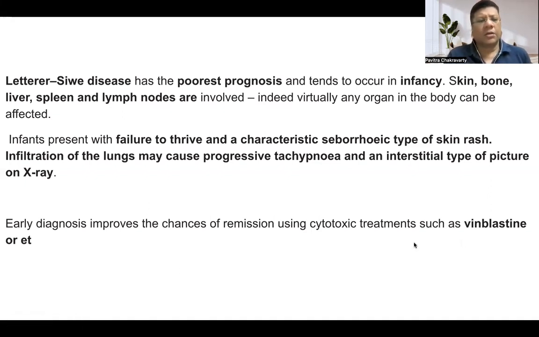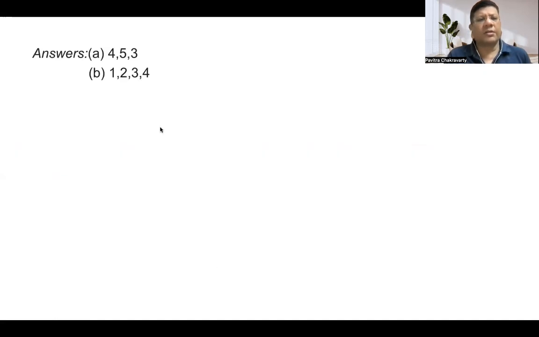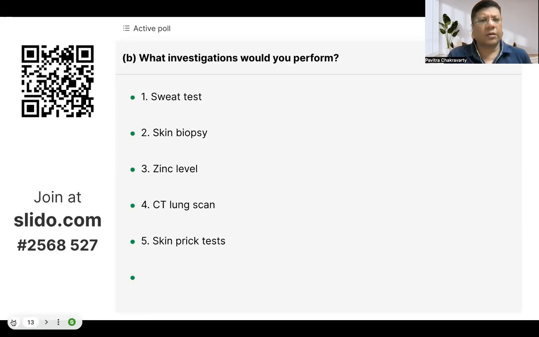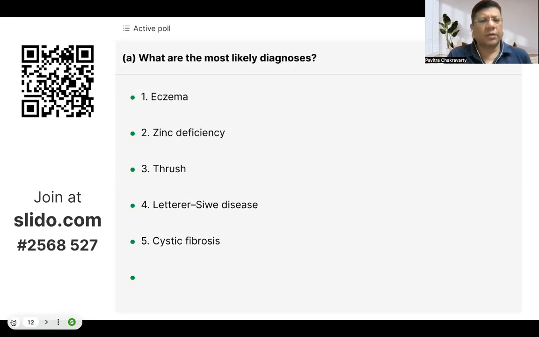That's good. So let's see what else I've said. So 4, 5, 3, 1, 2, 3, 4. Basically, what is 4, 5, 3? What is 1, 2, 3, 4? Let's see. What was 4, 5, 3? So obviously, letter C was the most likely diagnosis.